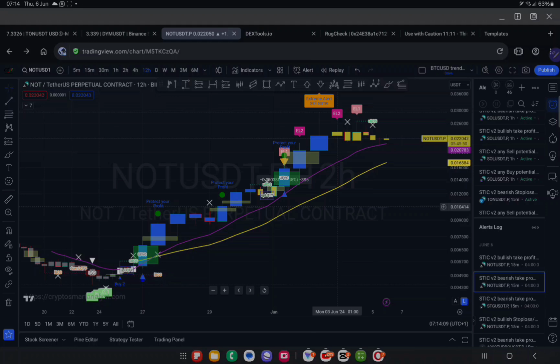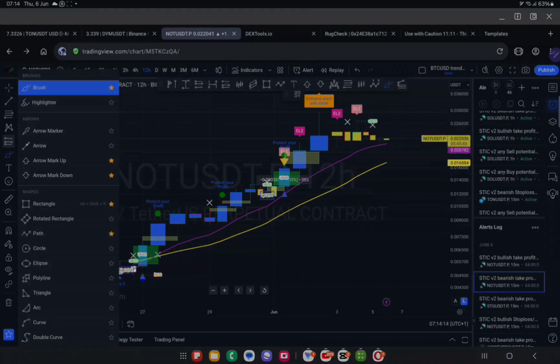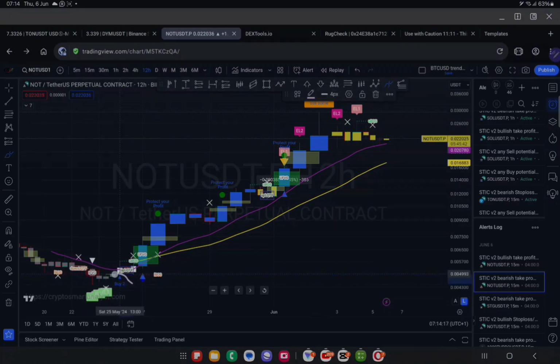I mentioned how we got into NOT for STIC. That was the buy trigger when NOT flipped bullish. That was on Saturday, May 25th, when NOT flipped bullish, and we held on it. Since then, it's been bullish till we got our extreme alert here. That was the exit for our NOT, and since then NOT has been consolidating.